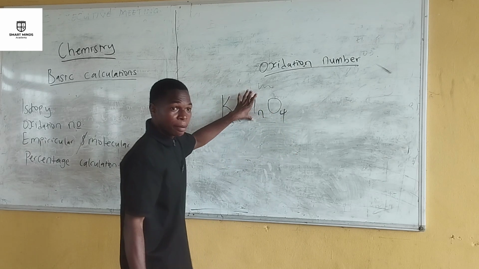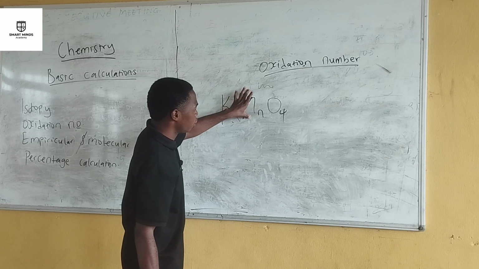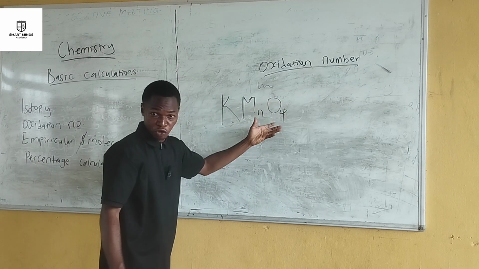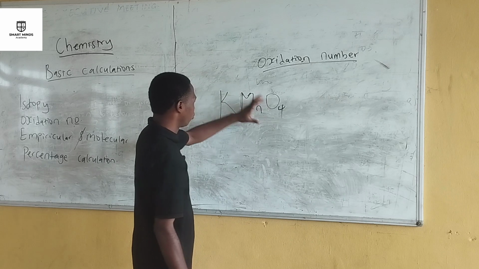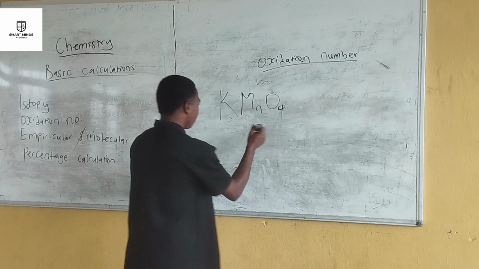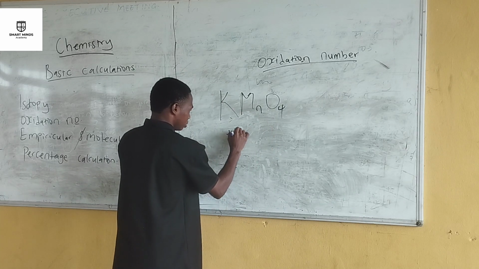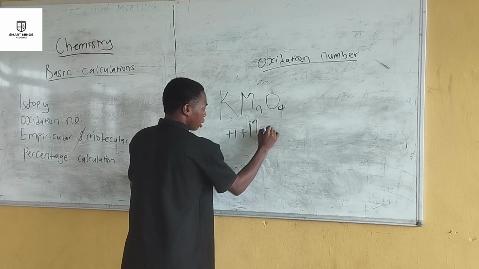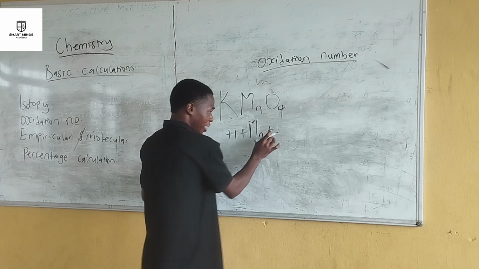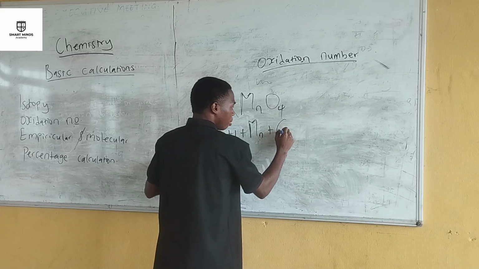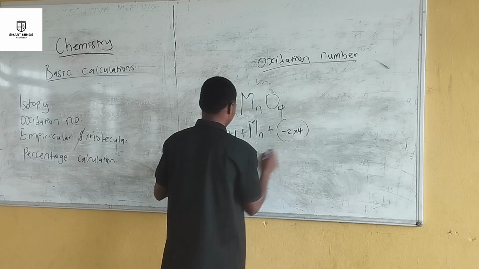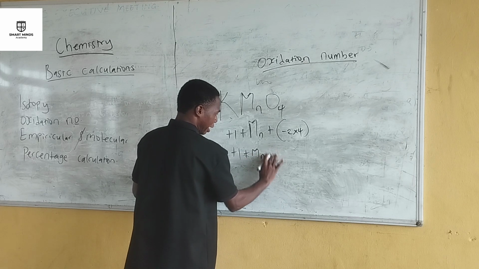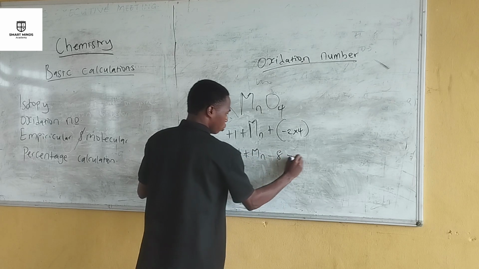This Mn is what? Manganese. So they say we should find the oxidation number of manganese in potassium permanganate, KMnO4. So we have K to be +1, plus Mn, which is what we are looking for, plus, remember, you add this plus first, so before you do, -2 times 4. So this is +1 plus Mn minus 8, all equals to 0.